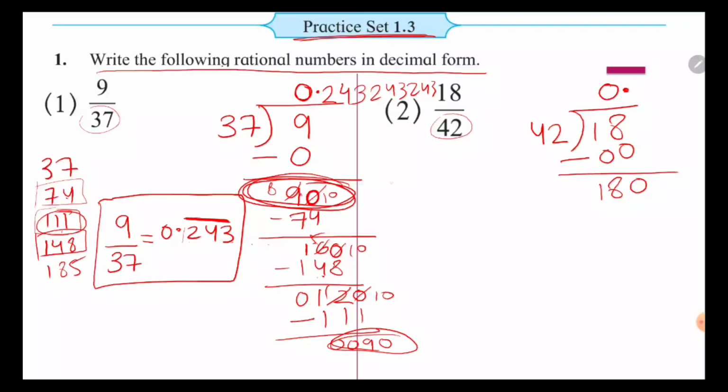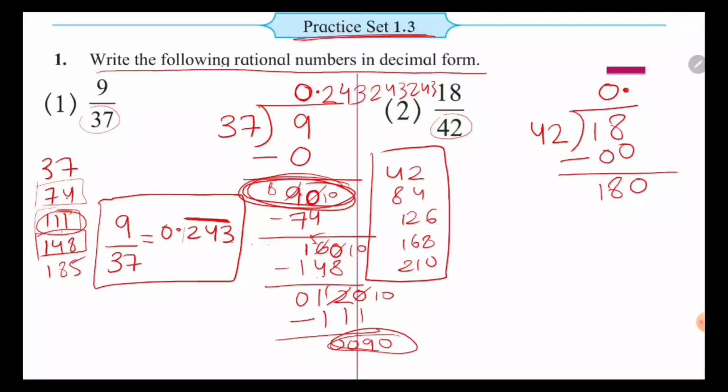Okay, I'll be writing a table for you all here so that you all can understand better. This will be 42, 84, 126 and 168, and let's write up to 5, 210. Okay, this is our table of 42. Now I can see that there is no 180 in it, but there is 210 and 168. So I'll be taking 168, which is 4's. So 42 4's will be 168.